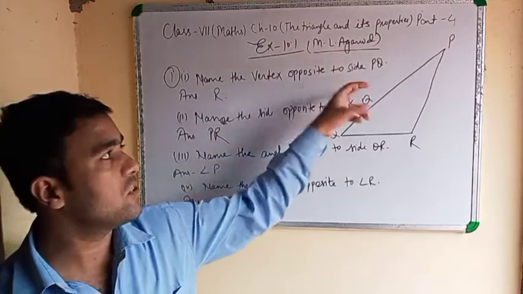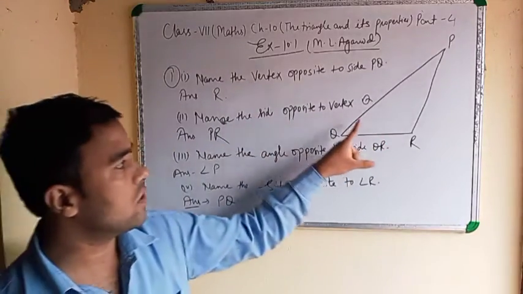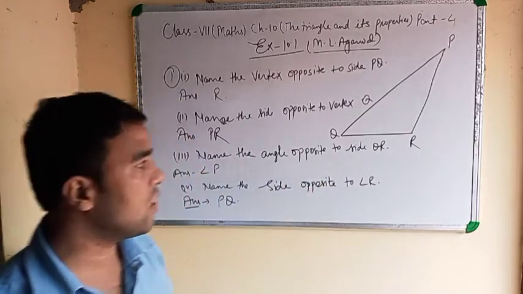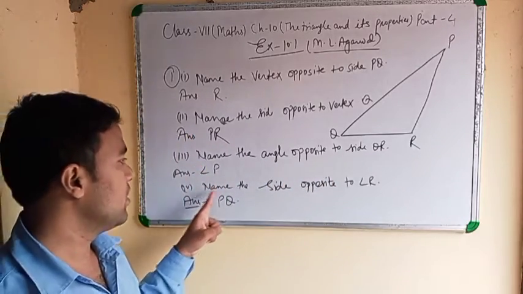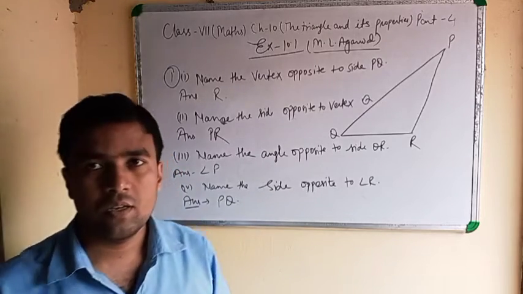Name the vertex opposite to side PQ: R. Name the side opposite to vertex Q: PR. Name the angle opposite to side QR: angle P. Name the side opposite to angle R: PQ. Note down.